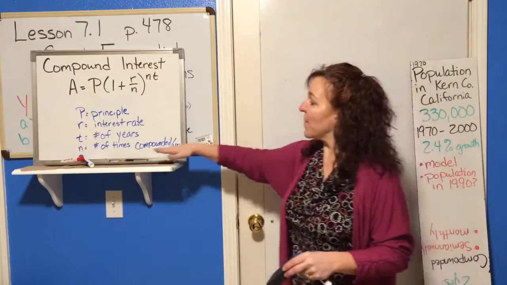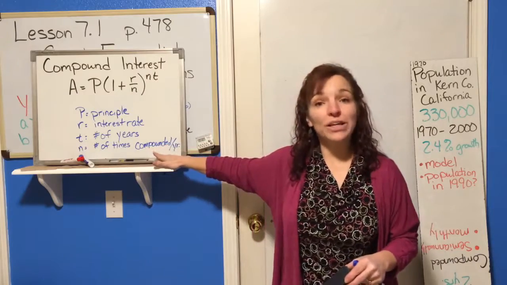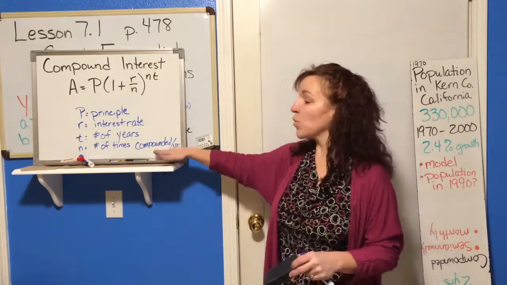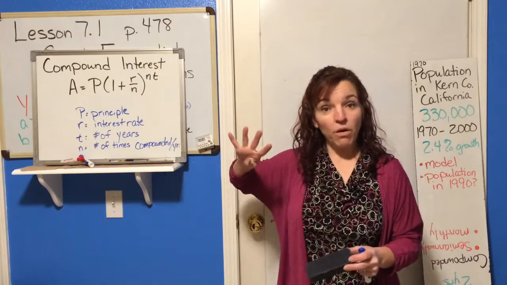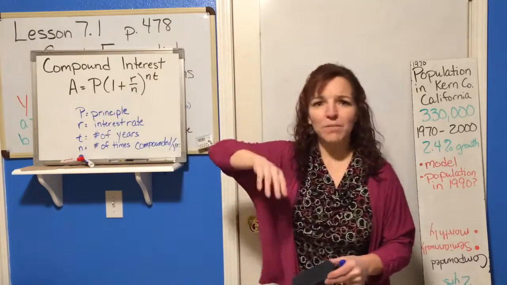You know that part. The N is the number of times that it's compounded per year. So if you're going to compound this every month, then this N would be 12. If you're going to compound it quarterly, then this N would be 4. And so all you have to do is know those 4 pieces. You can just plug them in and you got it.